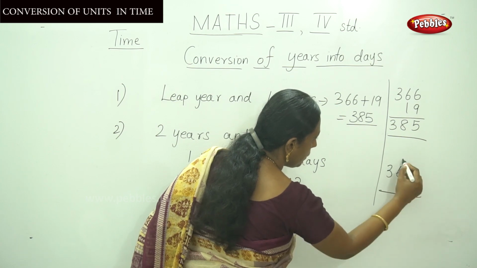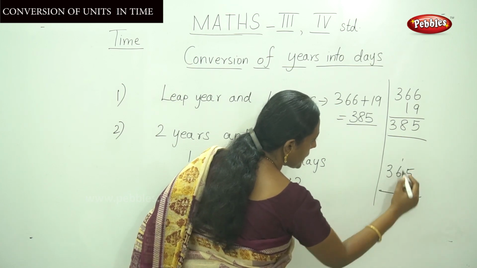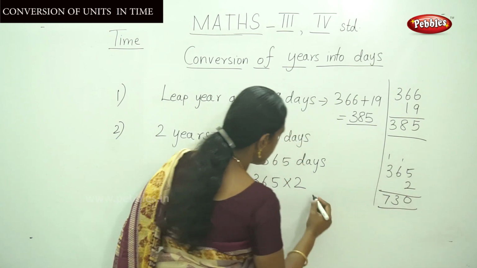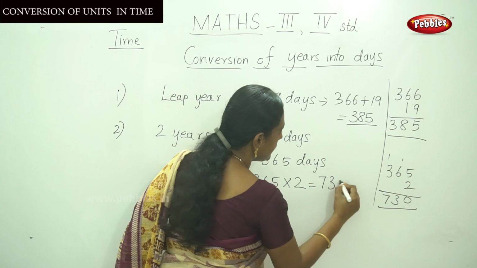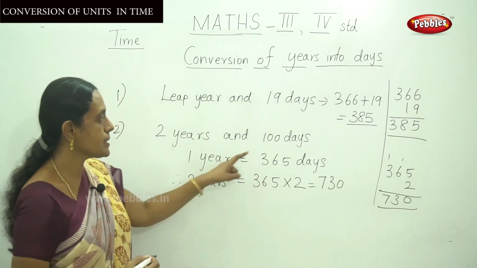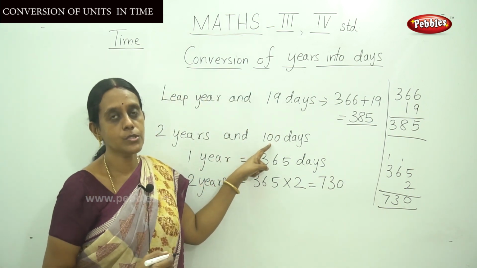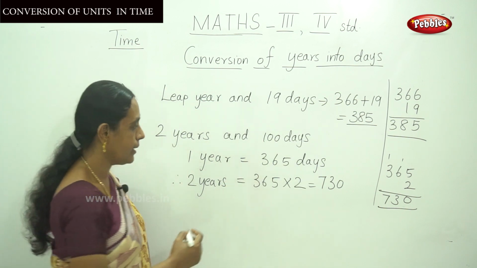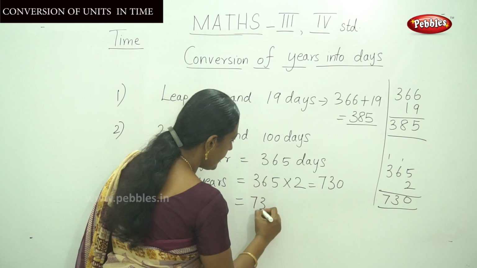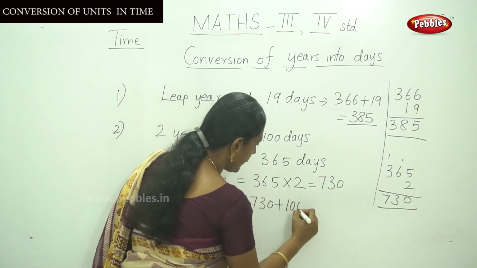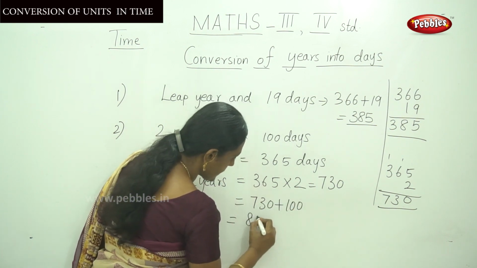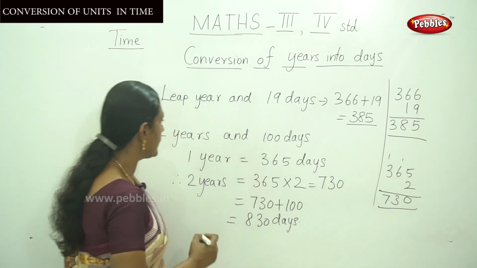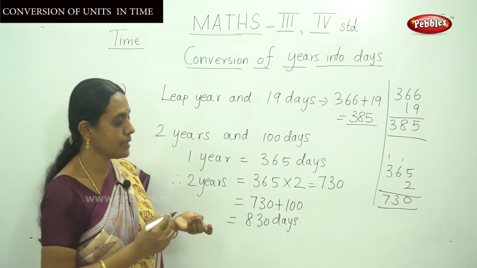365 into 2 is 730, and already there are 100 days. So you have to add this 100 days with 730, that is 730 plus 100 days. Answer is 830 days. This is the final answer for 2 years and 100 days.